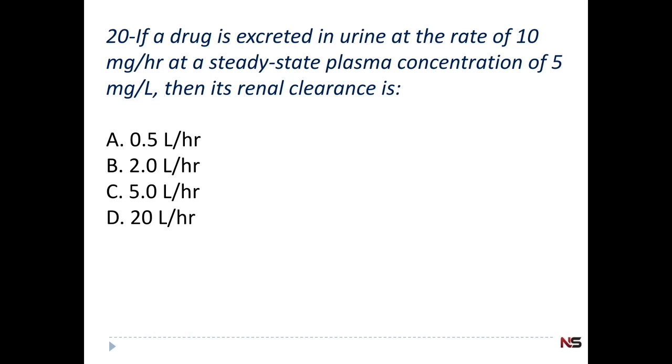We can find this answer by just putting the value of rate and the value of steady state plasma concentration in the equation, but we should know the equation. We already saw it before: doubling the dose rate will double the CPSS if the clearance remains constant. That is, steady state plasma concentration CPSS is equal to dose rate divided by clearance. That is the equation we have to use here. The correct answer will be option B, 2 liter per hour. We will see how it comes.